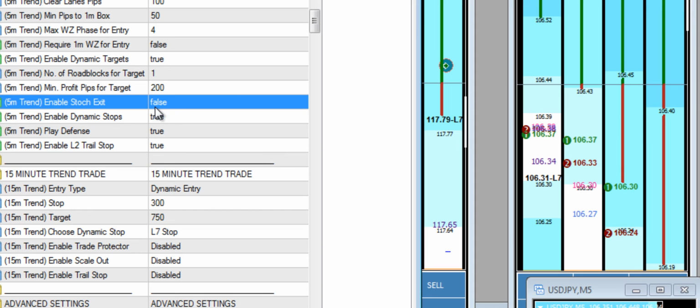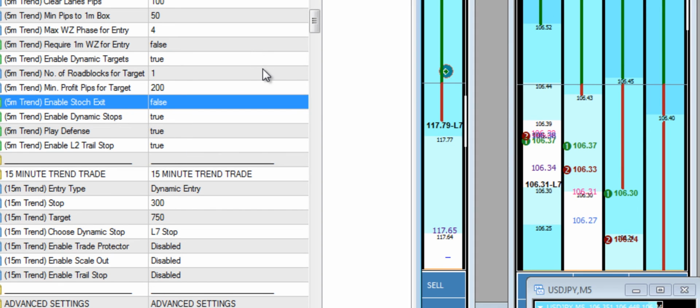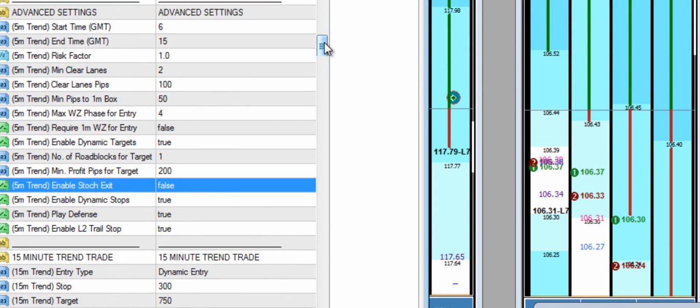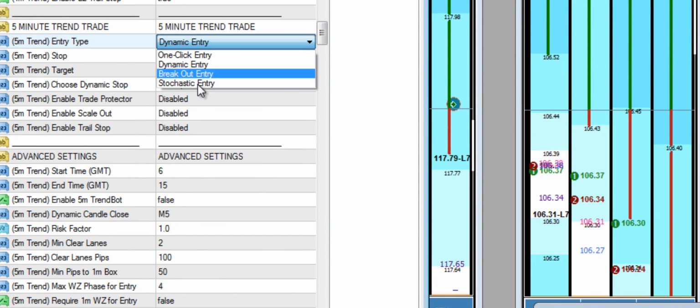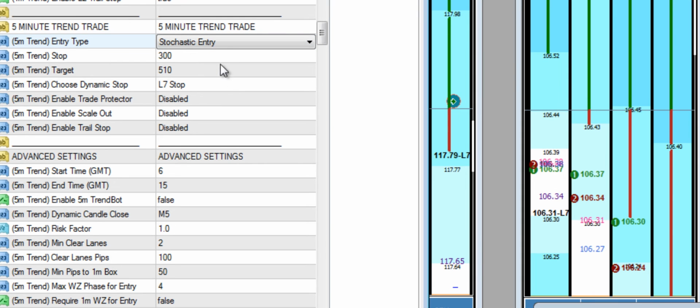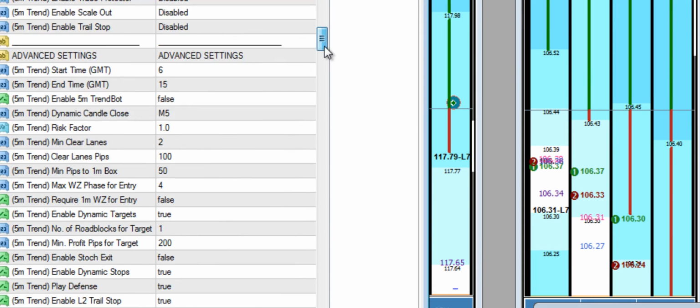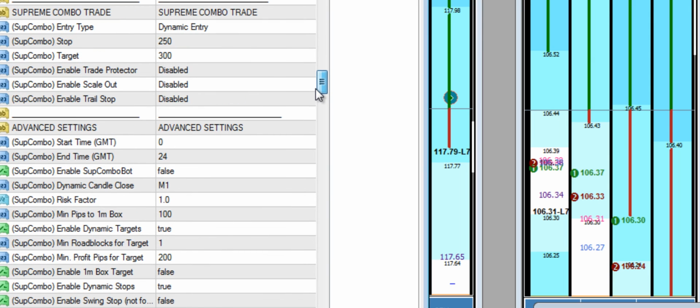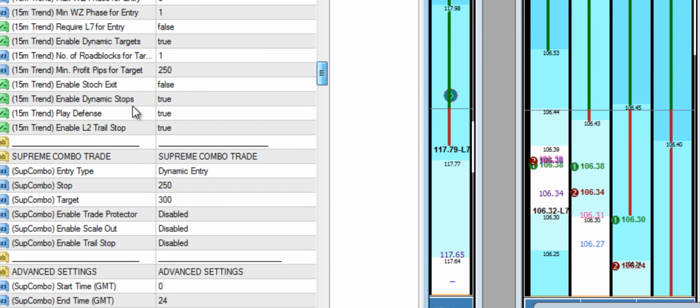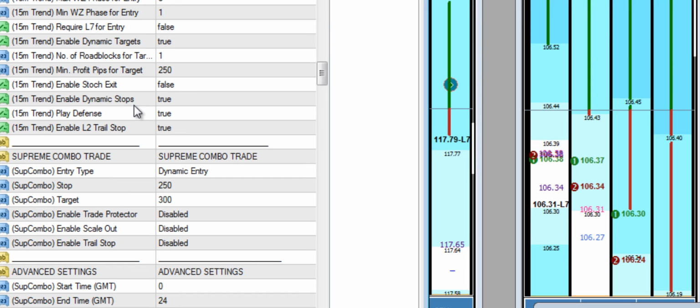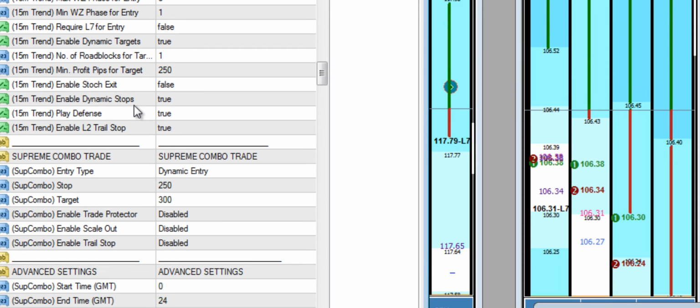Enable stochastic exit. Okay, this is different. So we talked about the stochastic entry, right? You can set the entry to be stochastic right here, right? And that's all fine and good. This also gives you an option for a stochastic exit, which, by the way, you don't have to use the stochastic entry to use the stochastic exit. You can use a one-click entry and still use a stochastic exit. And that just will take you out of the trade when the stochastic does the reverse of what it did for the entry.